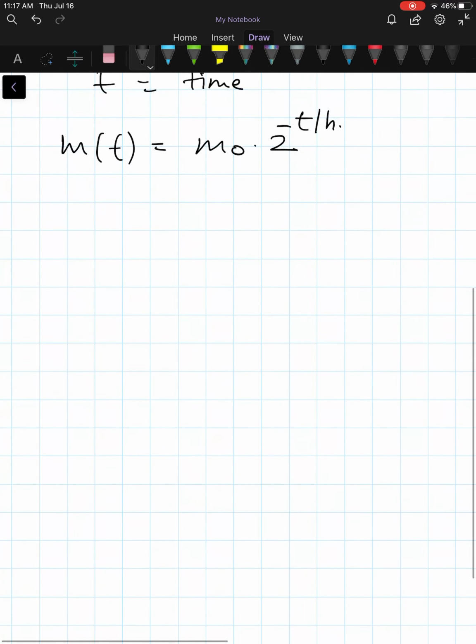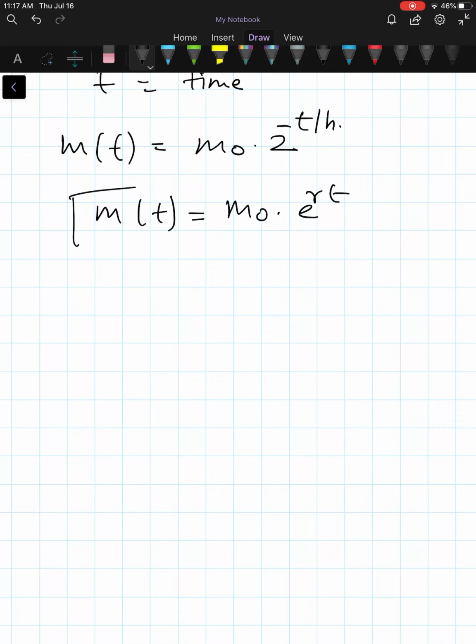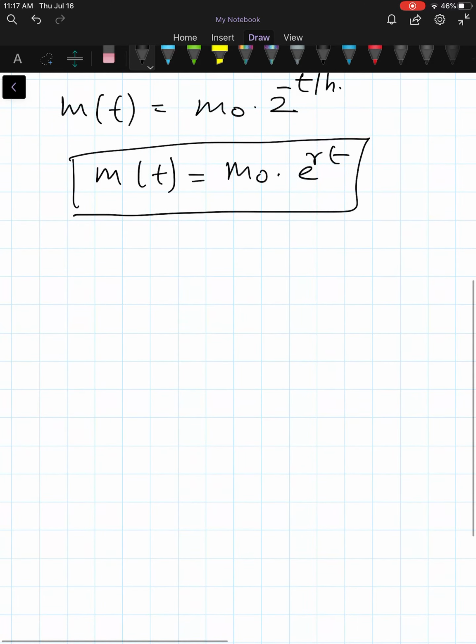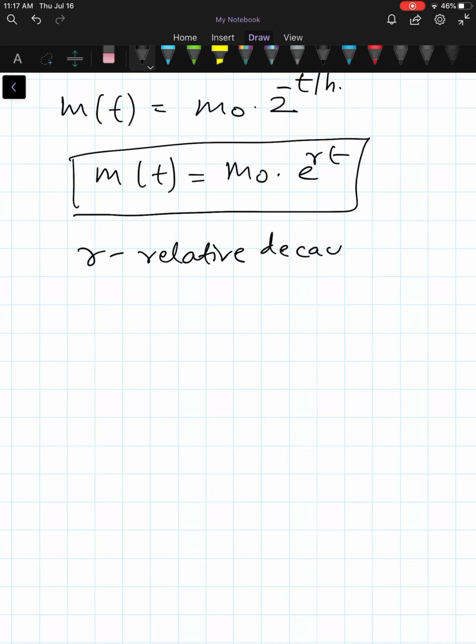So to express this in exponential form using e as a base, we can write this as m of t is equal to m naught times e to the power of rt, correct? To express the given model in this way, we need to find a relative decay rate. So r would be the relative decay rate in this case. It was growth rate if it is population, but here it is decay, therefore it is relative decay rate.